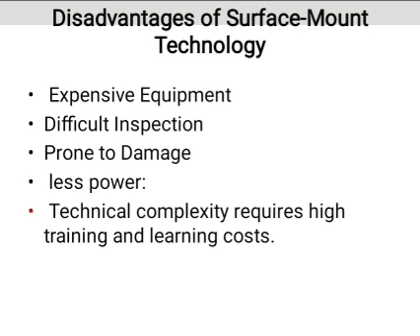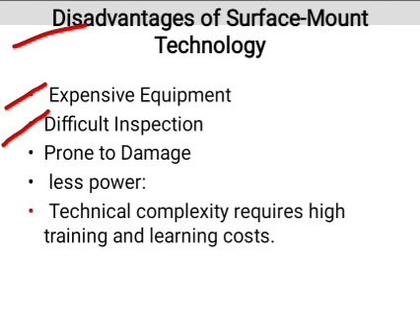Next are the disadvantages. What are the disadvantages of surface mount technology? First one, expensive equipment. Most of the SMT equipment such as reflow ovens, pick and place machines, and solder paste screen printers are expensive. Hence, an SMT PCB assembly line requires a huge investment, that is a large investment.